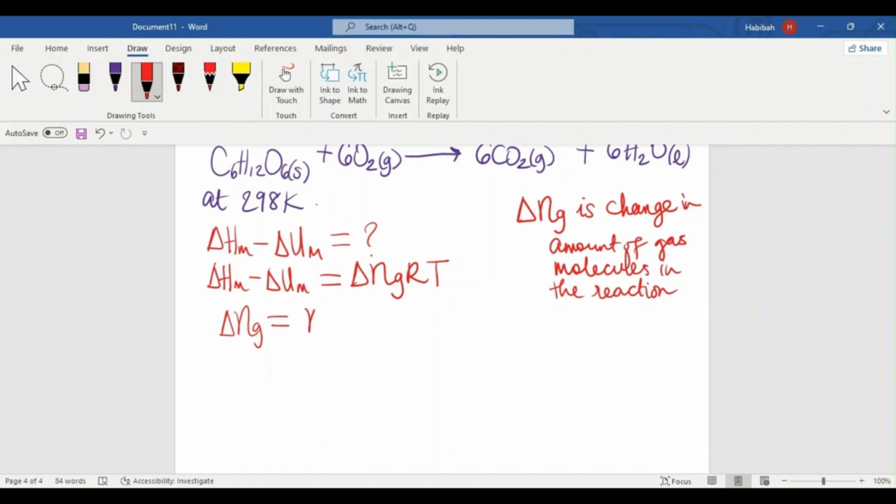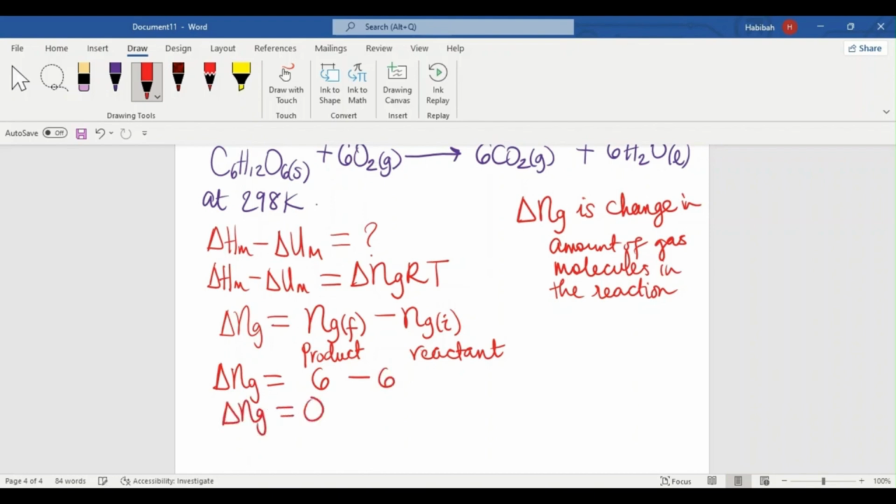What that means is the number of gas molecules for the final minus the number of gas molecules for the initial part of the reaction. Of course, the final part of the reaction is the product side, and the initial part is the reactant side. So you have to count the number of gas molecules and subtract the initial number of gas molecules from the final number. So change in Ng equals the product, which is 6CO2, that would be 6, minus the initial side, which is 6 right here. So the change in number of gas molecules equals 0.